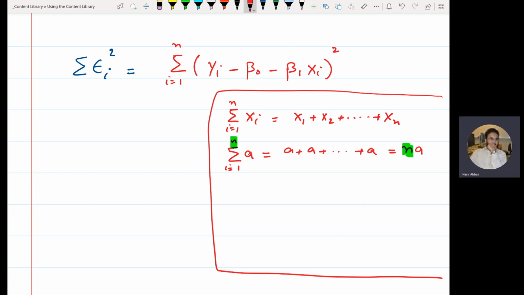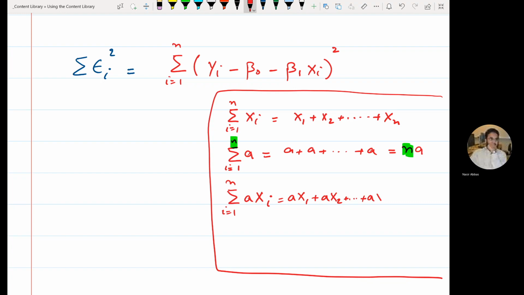Clear? What is summation of a xi? a x1 plus a x2 plus a x3 plus a x4. Here there will be no n. Why? Because there is a variable part in the summation. x is there. It's not completely constant. So it will be a times summation of xi. What does that mean? That means I can take a constant out of the summation if it is multiplied to the variable. True?